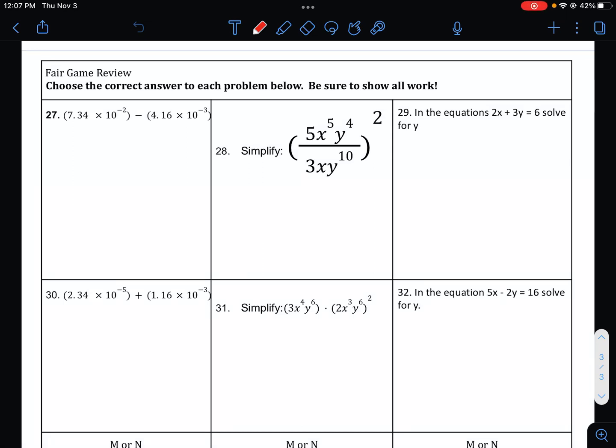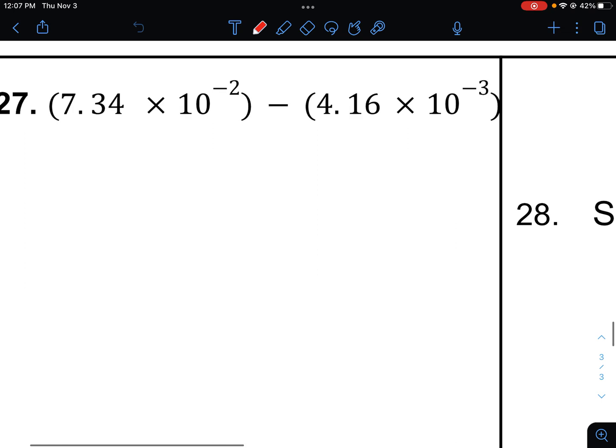All right, so part 2 of your study guide is the fair game review. We're going to talk about scientific notation first, so I'm going to do 27 and 30. Remember that when you add or subtract in scientific notation, these exponents at the top have to be the same. So I'm going to go ahead and add +1 here.